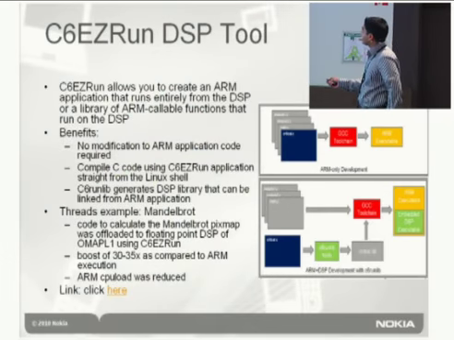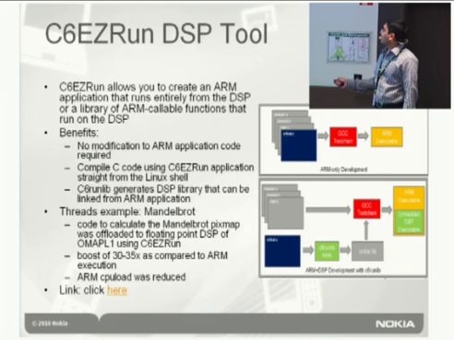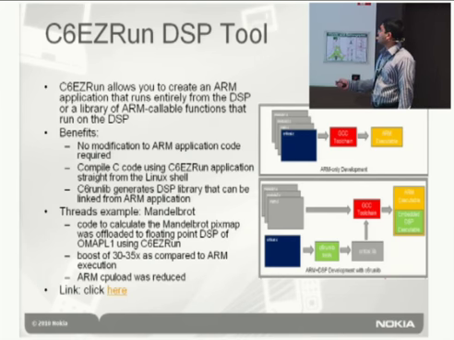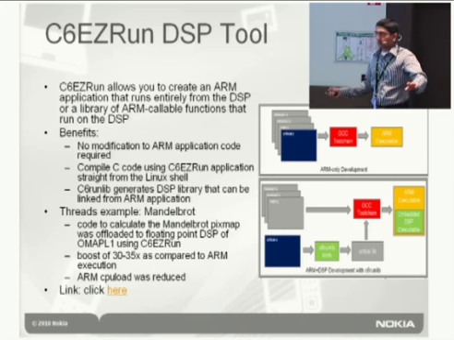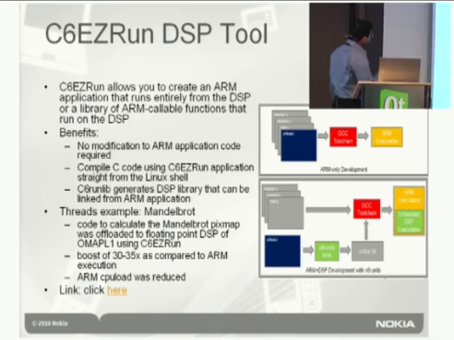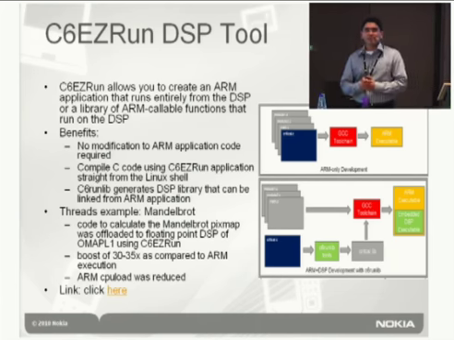called C6 Easy Run. What this tool does is allow you to create an ARM application that runs entirely from the DSP. You don't need to write any DSP code. Simply write any normal application and use this tool.